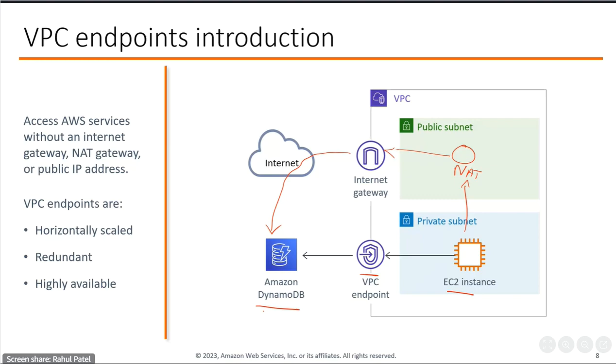Okay. So without an internet gateway, NAT gateway, or public IP address, we can access AWS services outside the VPC. So this is one of the use cases of VPC endpoints. I hope this makes sense to everyone.